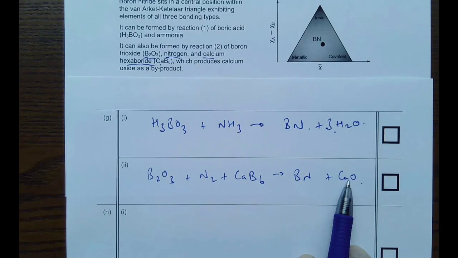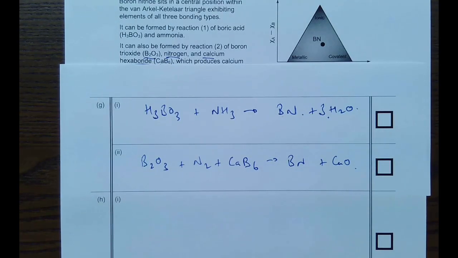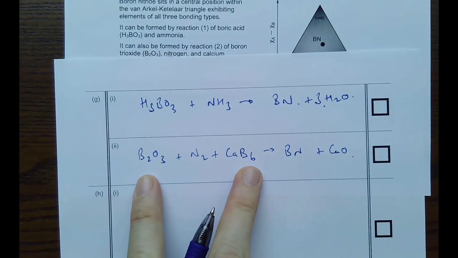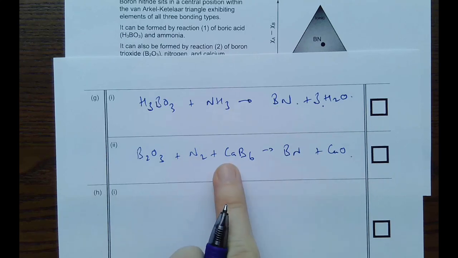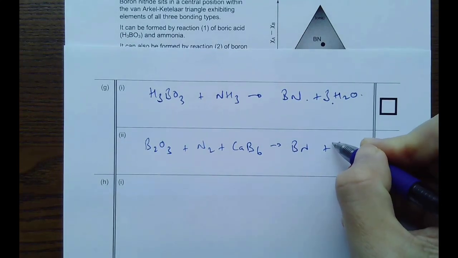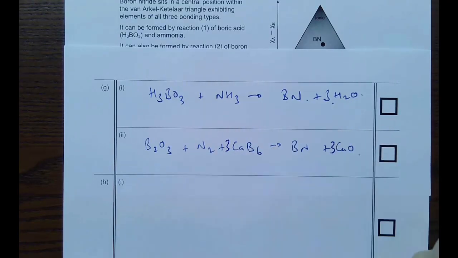Okay, so then you just need to balance it. You can balance it however you like. The easiest way to do this is, because I've got boron in both of these, that's going to be a little bit tricky to balance first. So I'm going to balance this first. So I've got 1 calcium, that's fine. 3 oxygens, so I need to have 3 of these. And now I've got 3 calciums, so I need 3 of these.